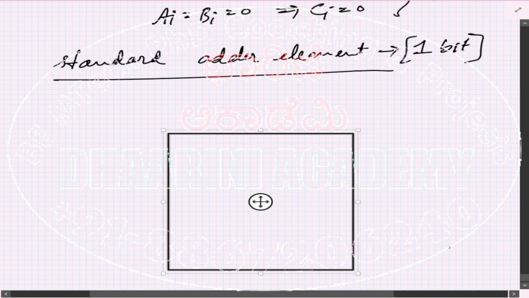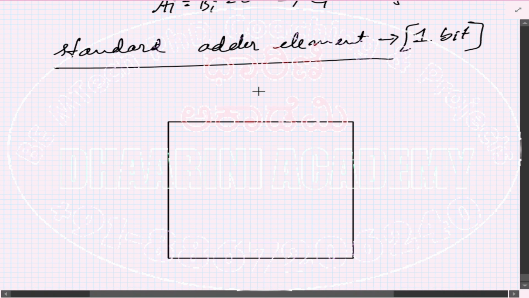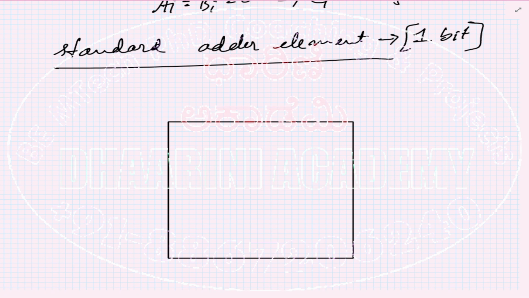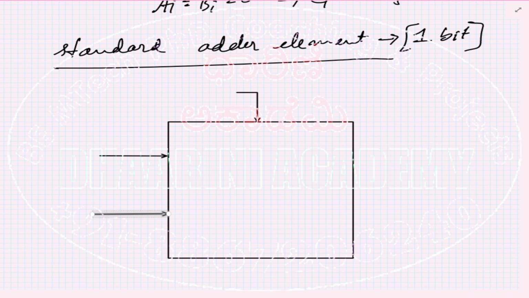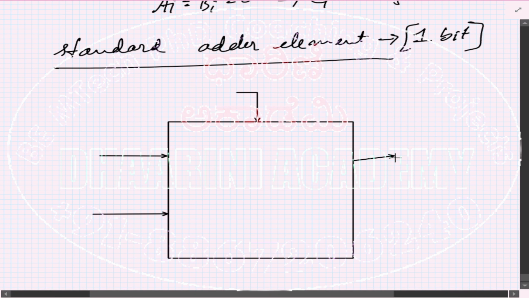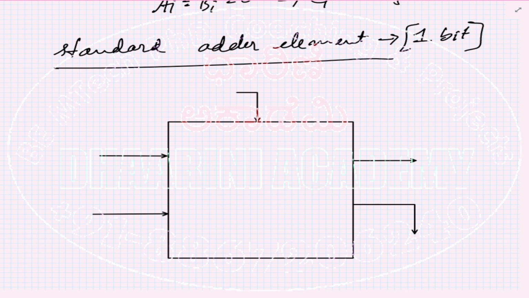block, and to this block we have inputs provided in the following fashion. One input, input number two, input number three, and two outputs. Sum and a carry. Okay.